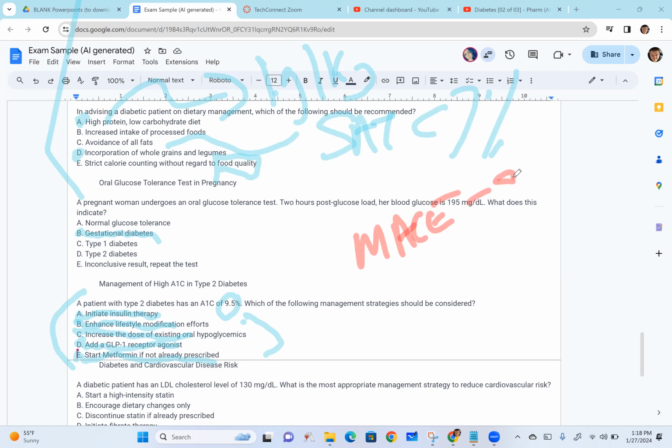So your sulfonylureas and the meglitinides, and then also the TZDs, which we don't use anymore, the thiazolidinediones. I have to because it's still possible, but I'm not going to test you as much as I will on the new medications because you're going to see those more often. Okay. Sorry, those are the only MACE ones.